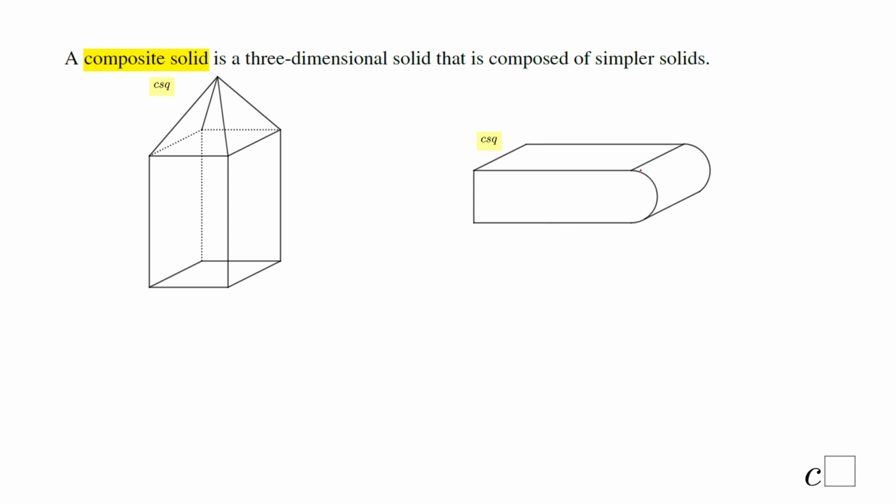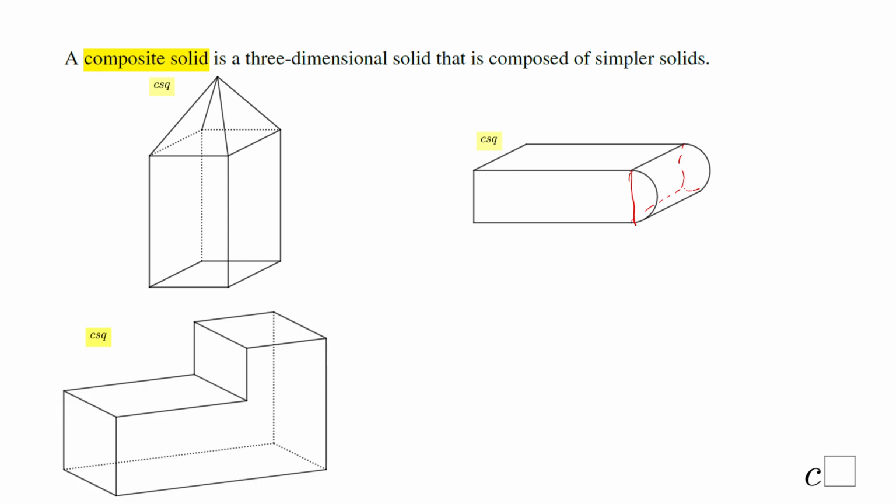Another composite solid here, if you notice, we have a prism. This is the prism. I'm going to try to show you something like this. This is the prism and half of a cylinder, so it's a composite solid. Another one, here we have two rectangular prisms, and you can approach this one in different ways. One way would be this one, you see it.